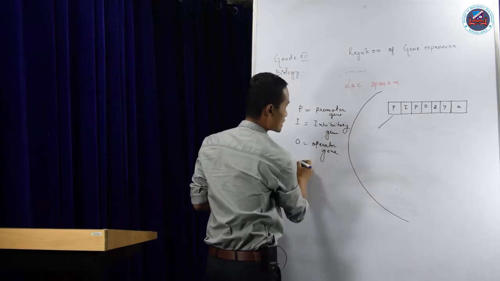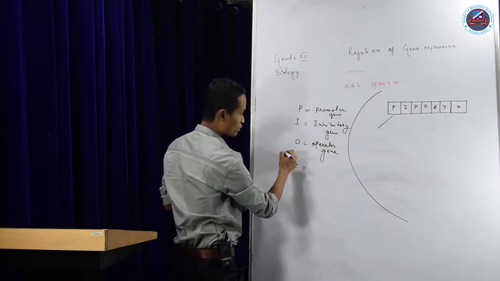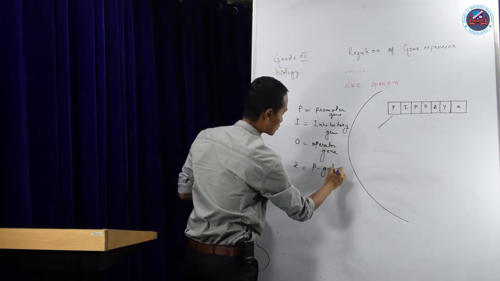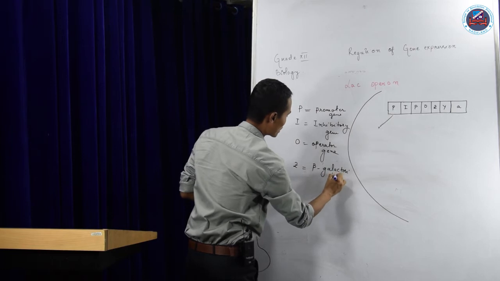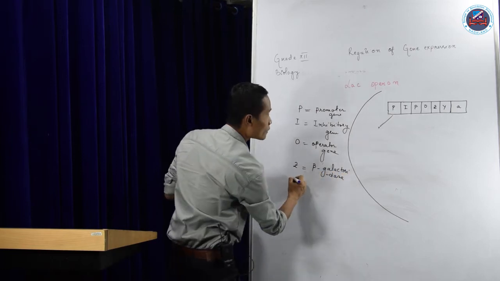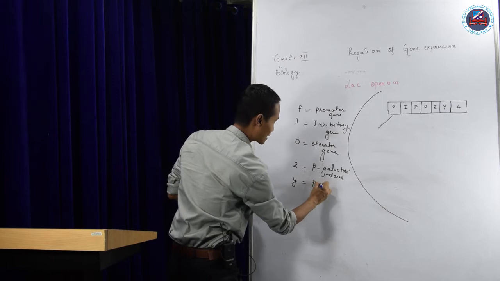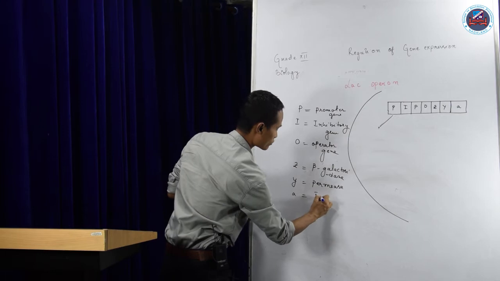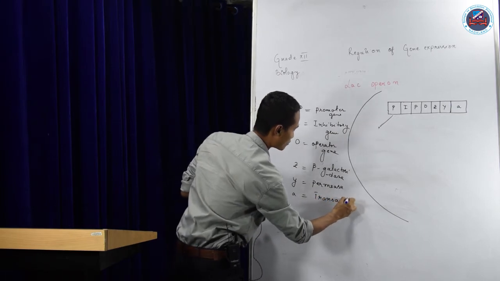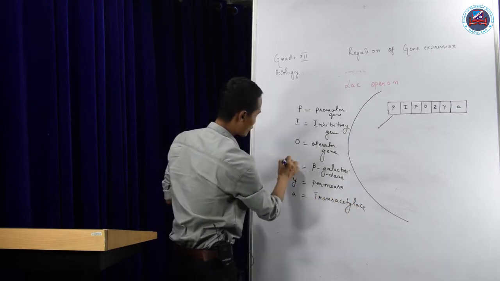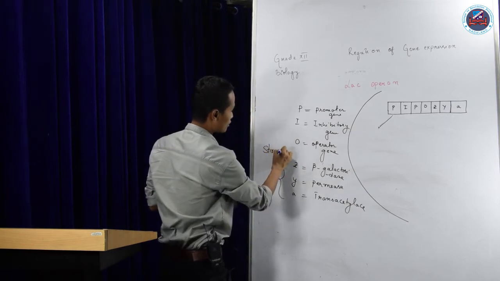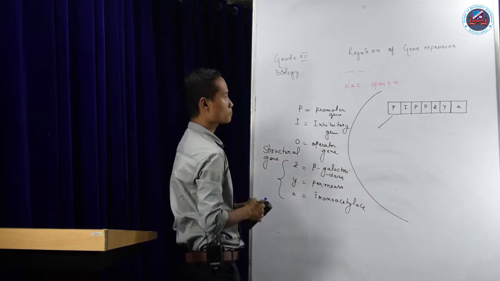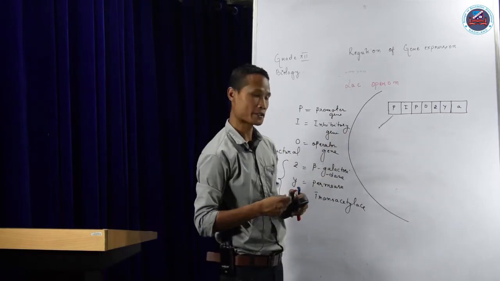And we have Z, Y, and A. Z is said to be a structural gene, okay, and it will produce the beta galactosidase enzyme. Y will produce permease, and A will produce transacetylase. So these three are considered as structural genes. So this is the structure of the Lac operon.